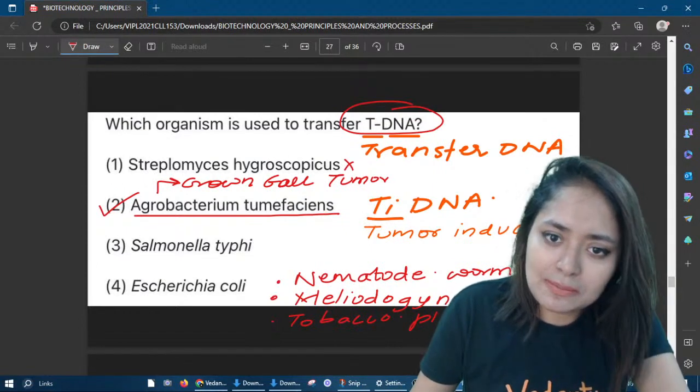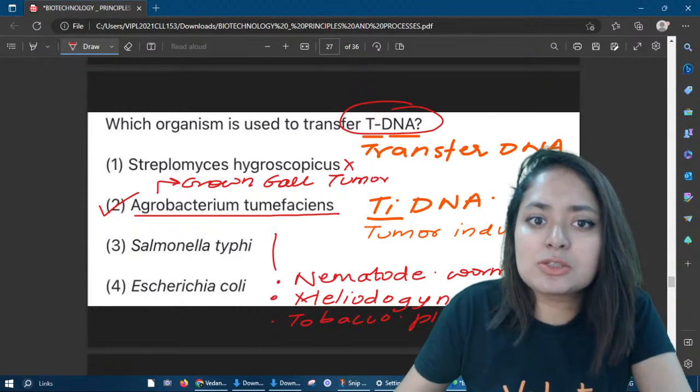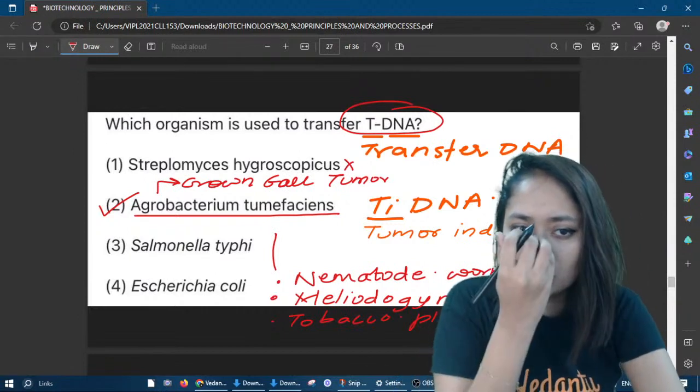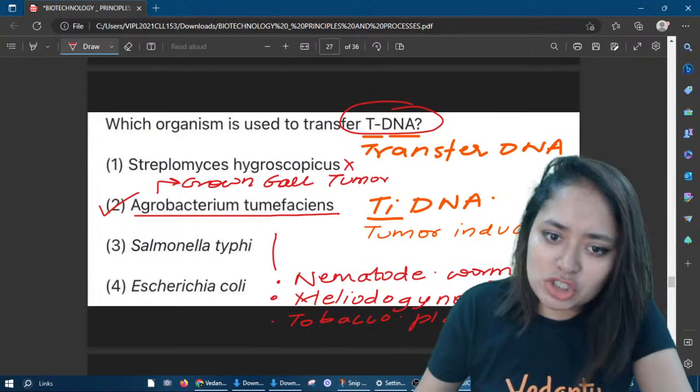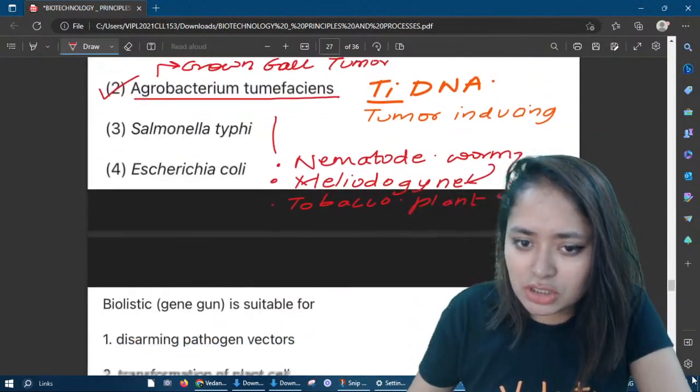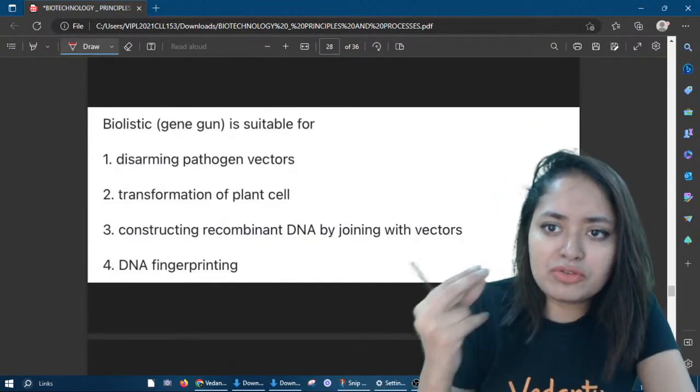Agrobacterium tumefaciens. Okay? Sure. Do you want me to go in detail? Anybody needs an explanation of what Agrobacterium tumefaciens is doing? Anyone wants to go into detail? Shall we go to the next question? Let's not delve into too much detail here.